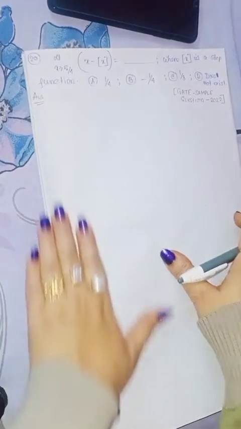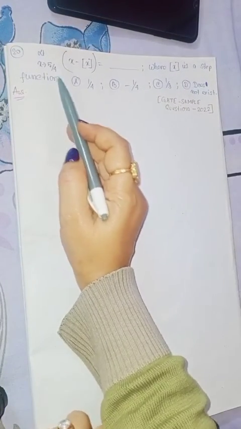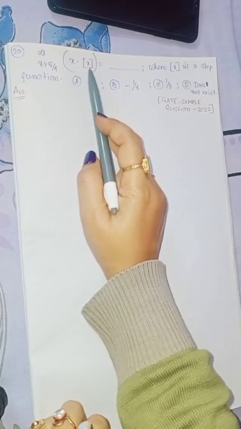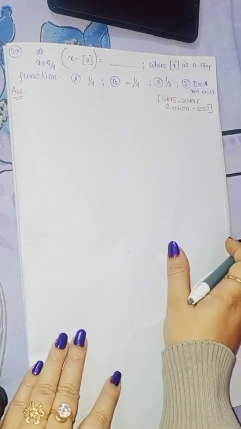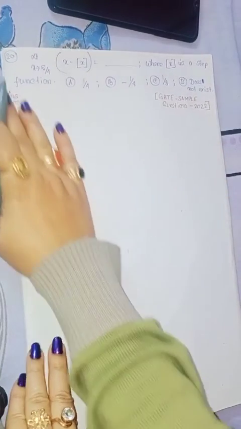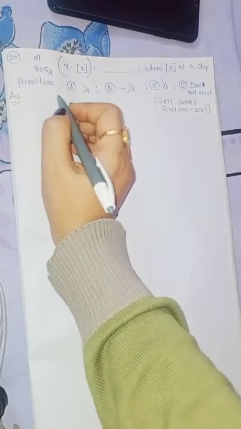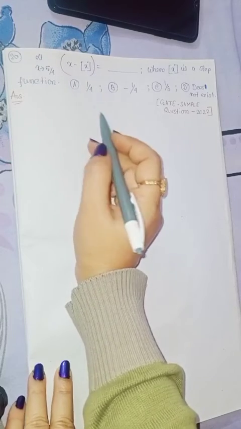Now moving to question 20. Question 20 asks: limit x tends to 5 by 4 of x minus floor of x is equal to what? Where floor of x is a step function, 4 options are given. This is a question in the area of calculus, and it is a GATE sample question 2022.